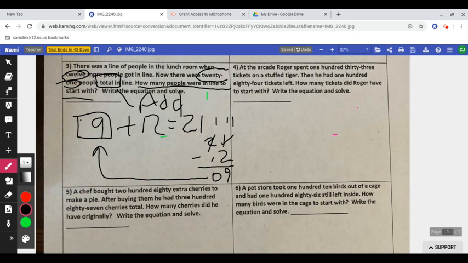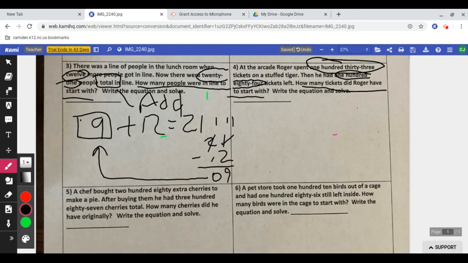Number 4. At the arcade, Roger spent 133 tickets on a stuffed tiger. Then he had 184 tickets left. How many tickets did Roger have to start with? Write the equation and solve. I'm going to start off by circling my key numbers, which are 133 and 184. Be careful, 184 has been broken up into 2 separate lines. What is the question we're trying to answer? How many tickets did Roger have to start with?